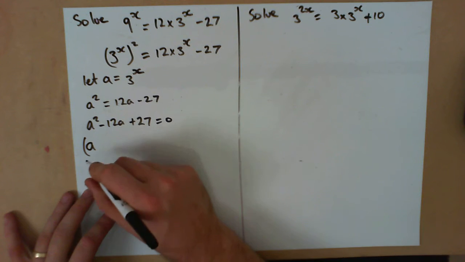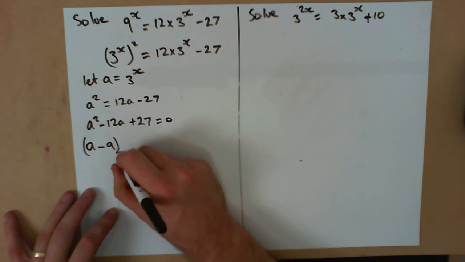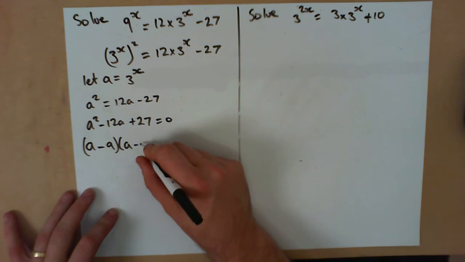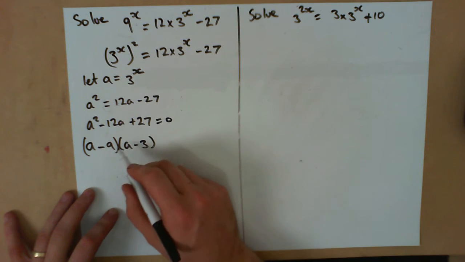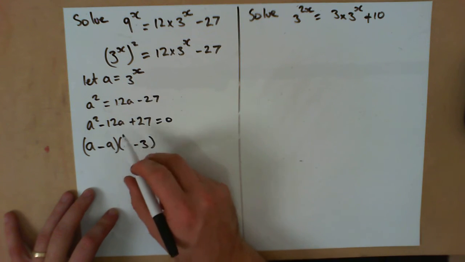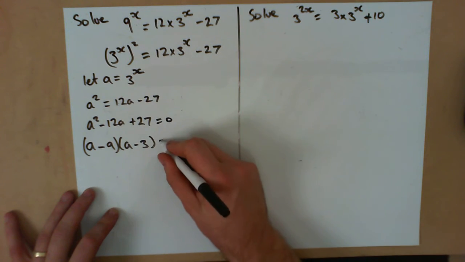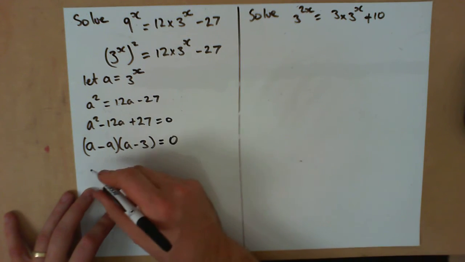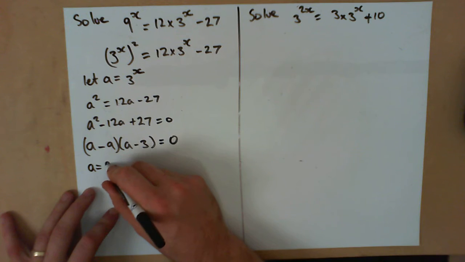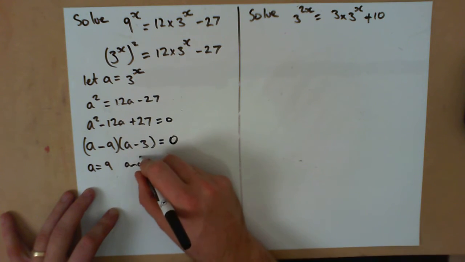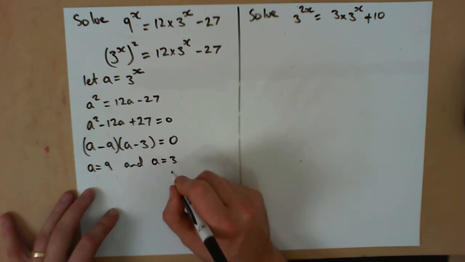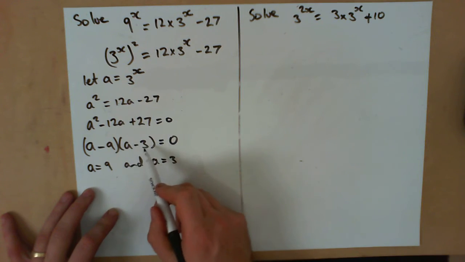So I can see there that I'm going to need a negative 9 and a negative 3. Okay, negative 9 take 3 gives us negative 12, and negative 9 times negative 3 gives us positive 27. Now we null factor law that and say that a equals 9 and a equals 3, because either this or this equals 0.